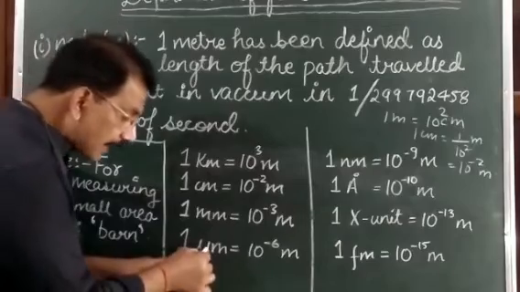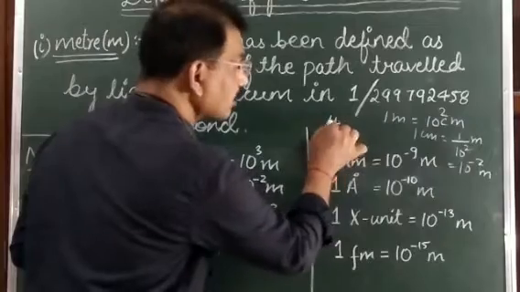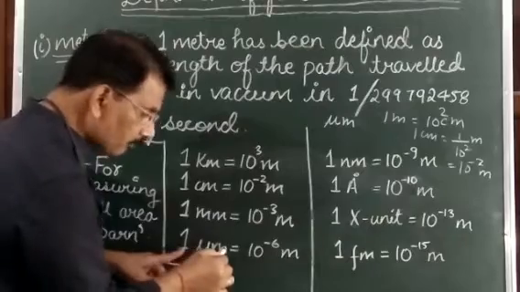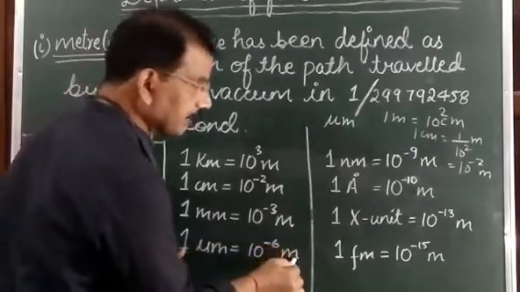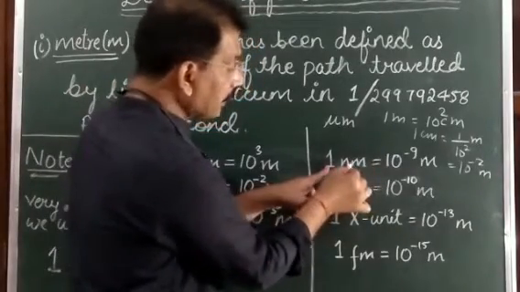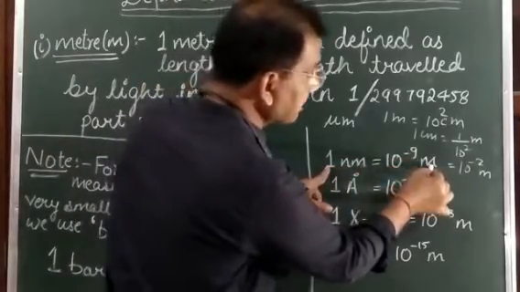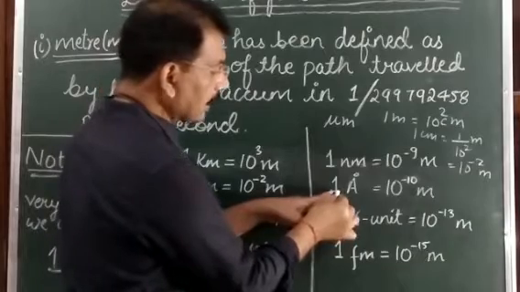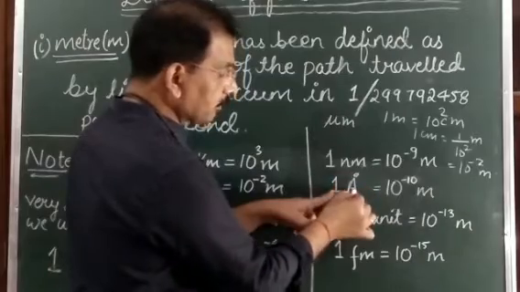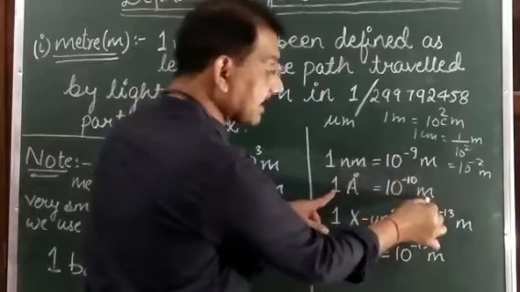This one is called micrometer, mu. This notation mu means micro. Mu m means micrometer. And 1 micrometer is equal to 10 to the power minus 6 meter. Similarly, 1 nm, this nm is called nanometer, and 1 nanometer is equal to 10 to the power minus 9 meter. This one is called 1 angstrom. यहाँ देखिए a के ऊपर एक डिग्री की तरह बना दिया गया है. ये किसका नोटेशन है? एंगस्ट्रॉम. तो 1 angstrom is equal to 10 to the power minus 10 meter.